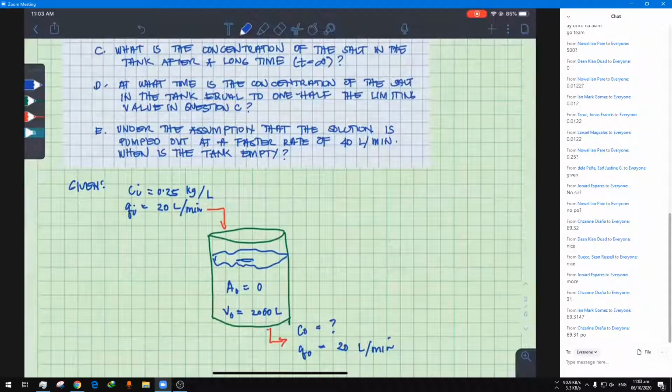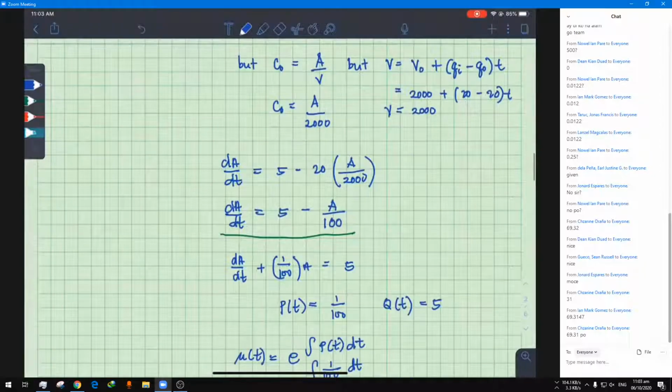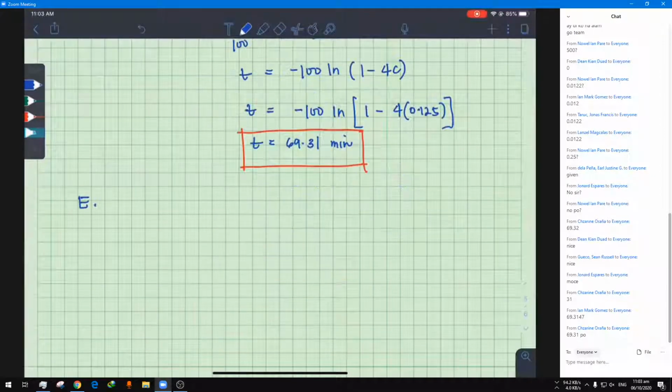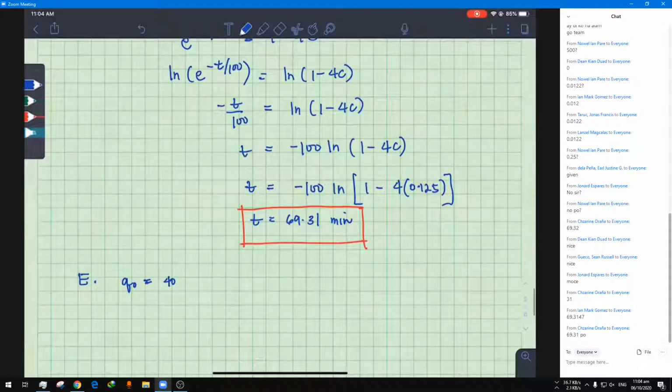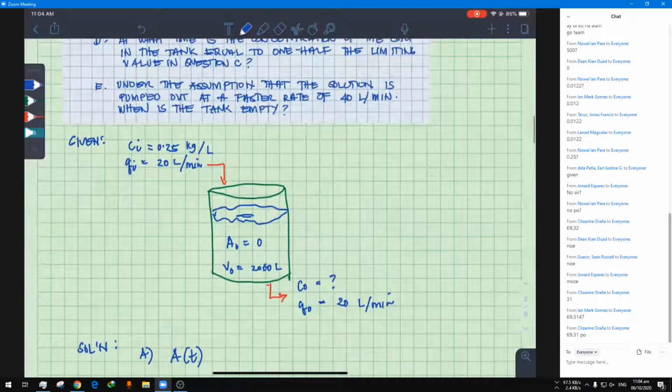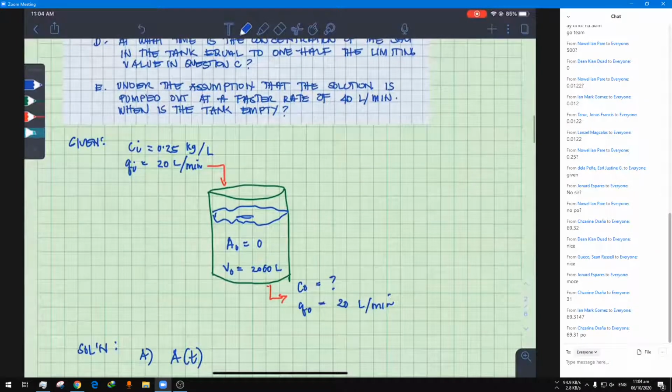And lastly, under the assumption that the solution is pumped out at a faster rate of 40 liters per minute, when is the tank empty? So what do you suggest on how to solve this one? So pinalitan daw. So yung Q out mo ngayon, so naging 40, oh sorry, 40 liters.